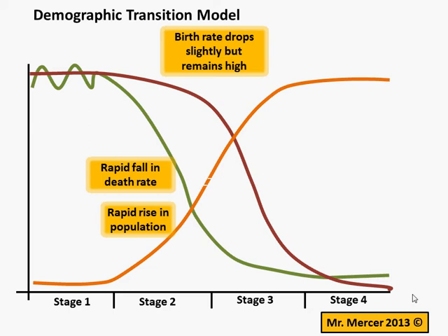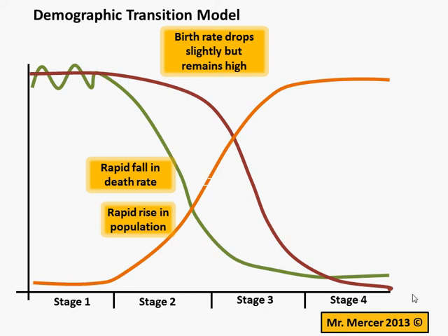Let's start off with the rapid rise in population. Well, that's taken place because of the rapid fall in the death rate. The difference between the death rate and the birth rate means there is a very high rate of natural increase. Essentially, there are less people dying and still very high numbers of people being born, so the population increases.